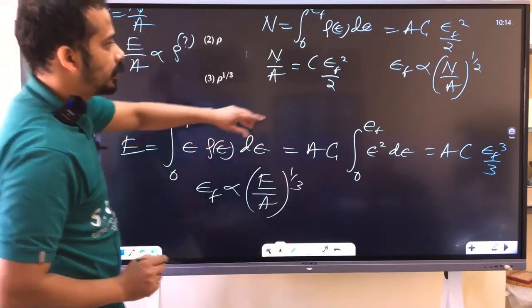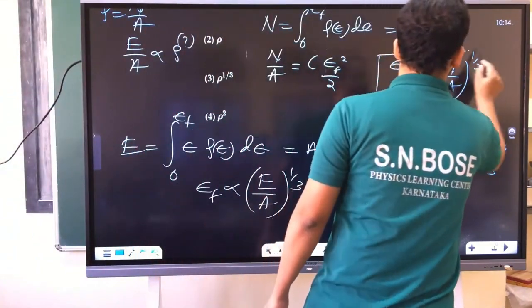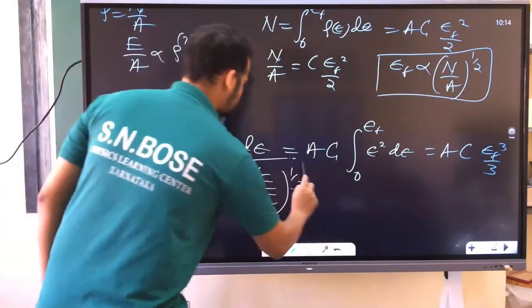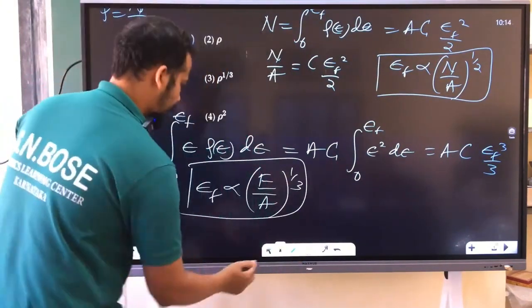What is this expression? Fermi energy proportional to number per unit area to the power 1 by 2. So then can I write like this?